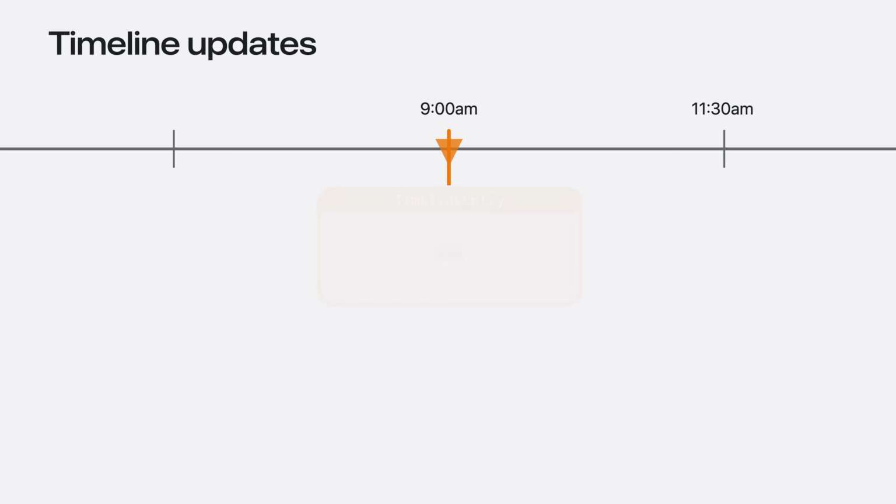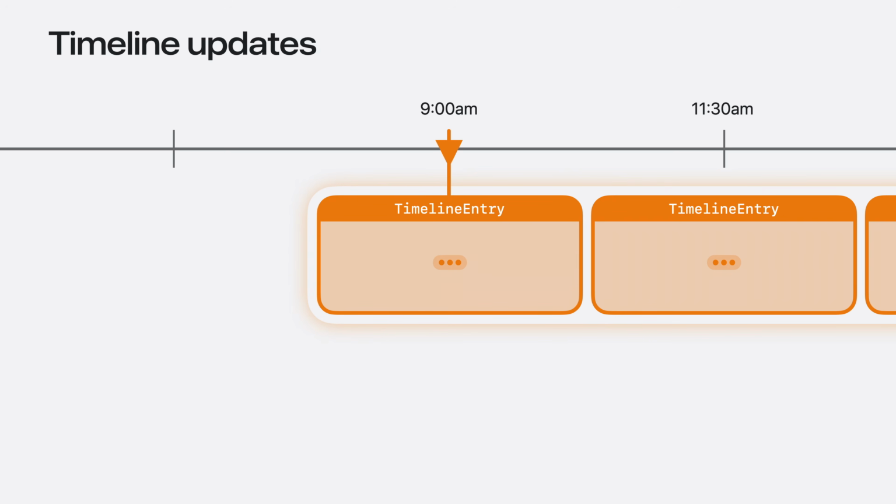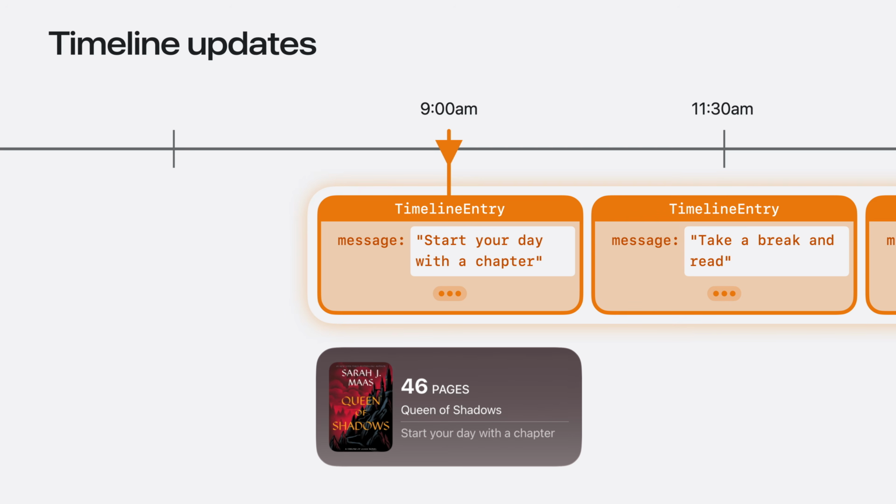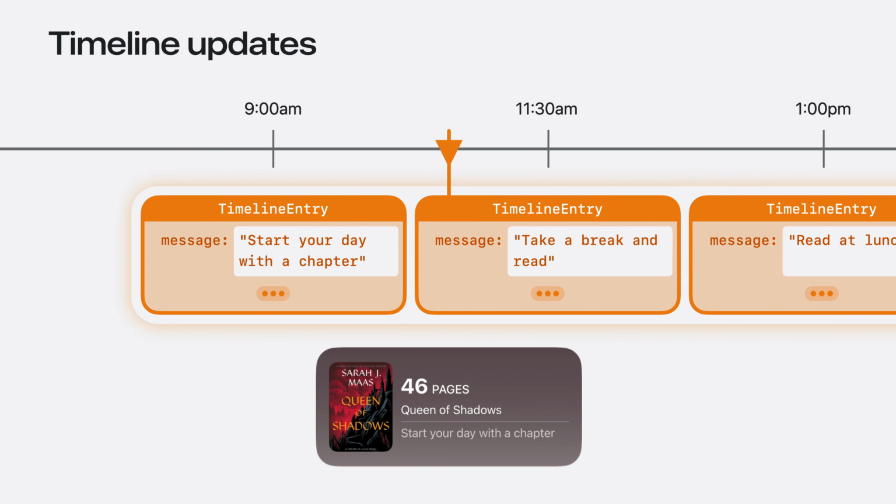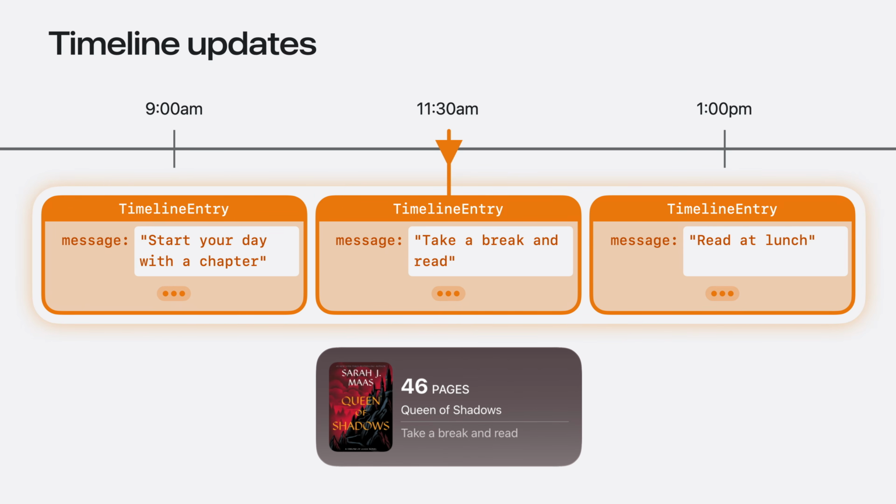Timelines are critical to how widgets stay up to date. Each timeline entry provides the needed data to render a widget view. This timeline is currently showing 2 entries, one at 9 a.m. and one at 11:30 a.m. The core piece of data my Reading Goals widget needs is the motivational message that updates throughout the day as WidgetKit advances the timeline. These timeline entries are provided to my widget to produce the relevant view for that entry at the specific time, keeping my widget relevant with fresh content.